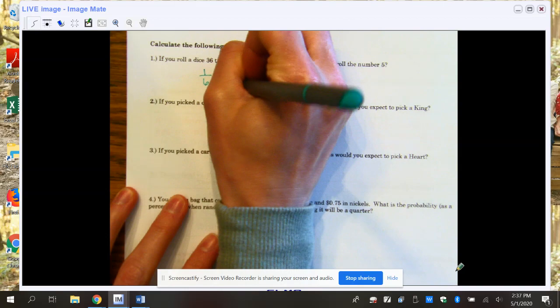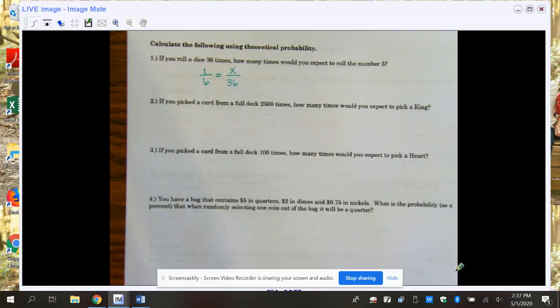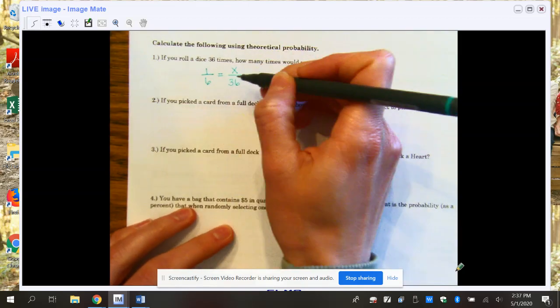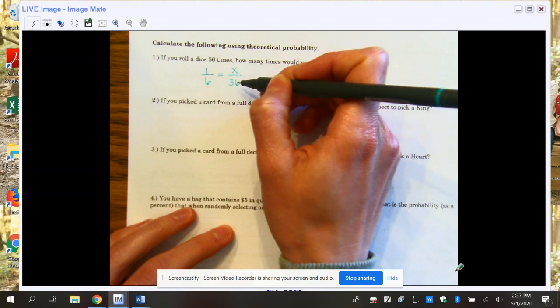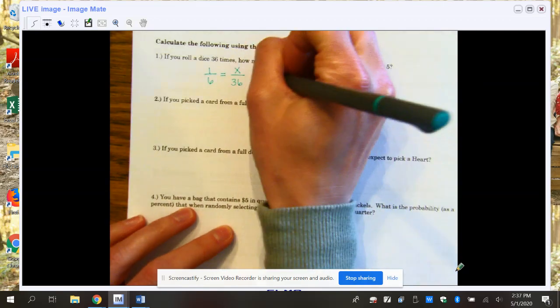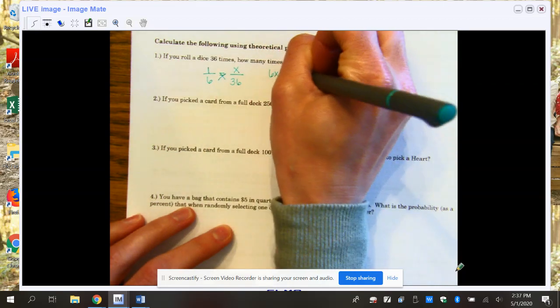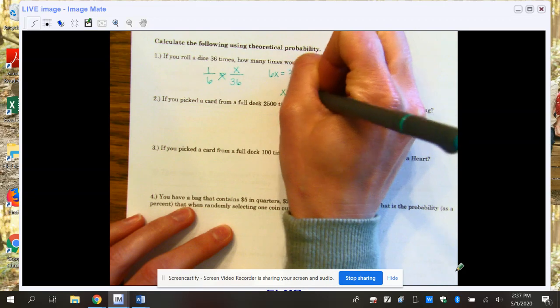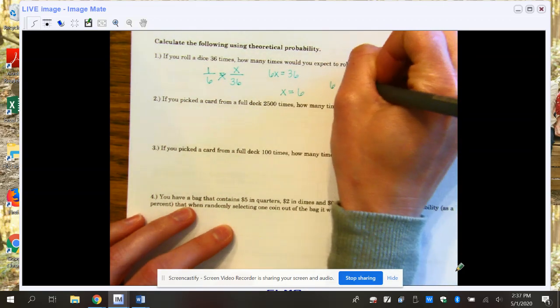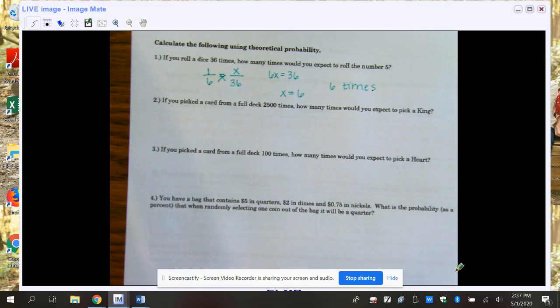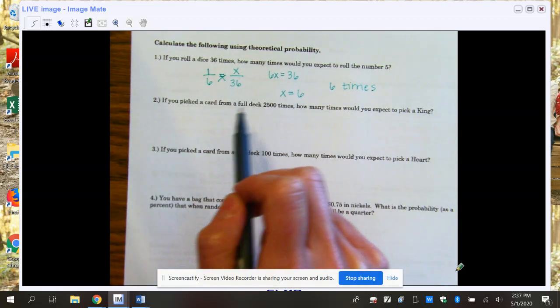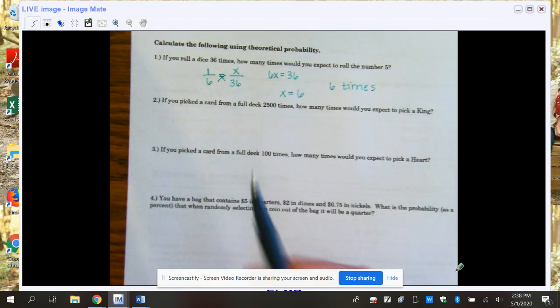So if I want to know what that would translate to in terms of 36 rolls, I could set up a little proportion here. So here's my theoretical probability that should transfer over into the experimental probability. So when we cross multiply, we would get 6x equals 36. So we would expect to roll a 5 6 times. Now for some of these, you might just be able to do this conceptually without showing the work, and that's fine.